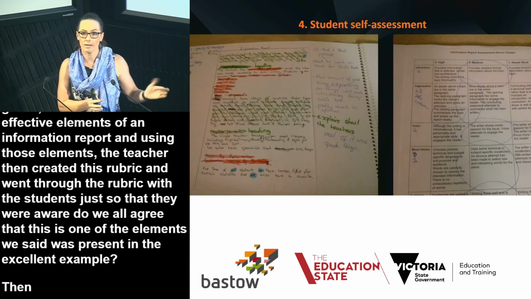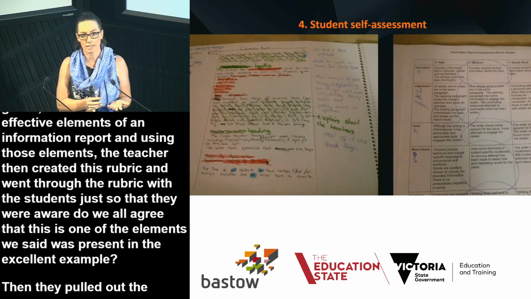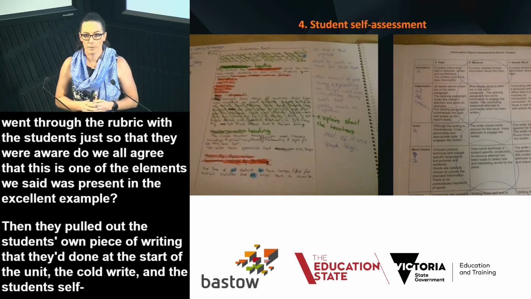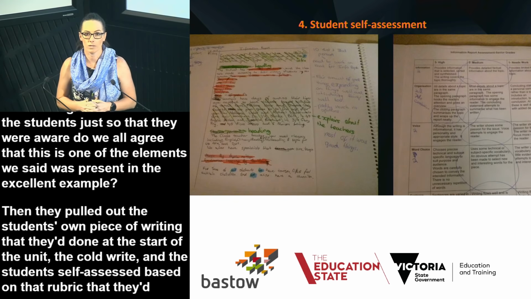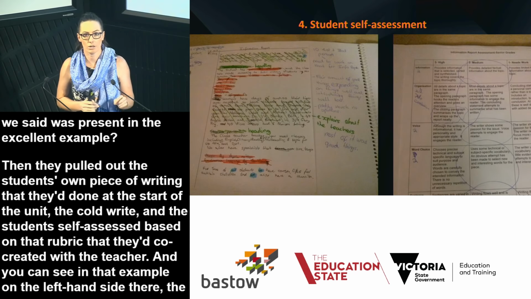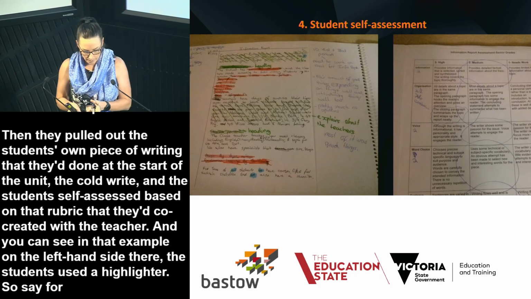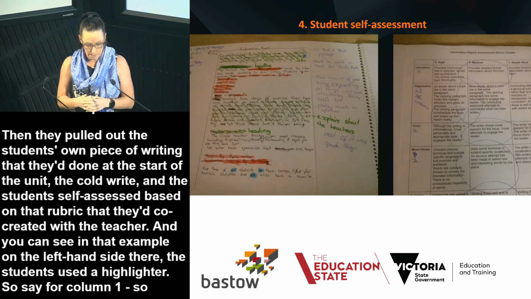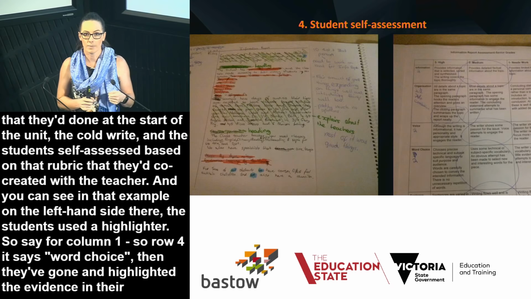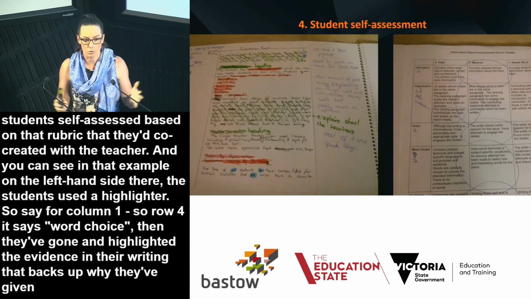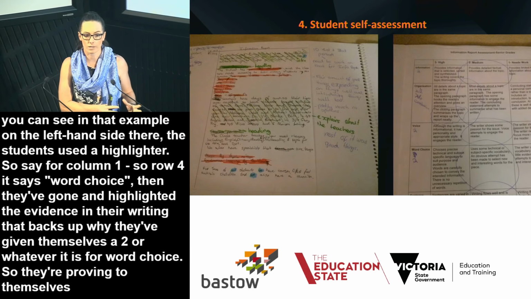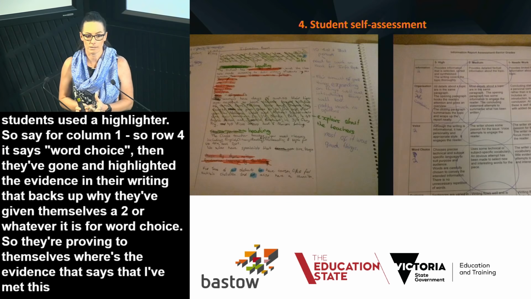Then they pulled out the student's own piece of writing that they'd done at the start of the unit, the cold write, and the students self-assessed based on that rubric that they'd co-created with the teacher. You can see in that example on the left-hand side, the students used a highlighter. Say for column 1, row 4, it says word choice. They've gone and highlighted the evidence in their writing that backs up why they've given themselves a 2 or whatever it is for word choice. So they're proving to themselves, where's the evidence that says I've met this success criteria.